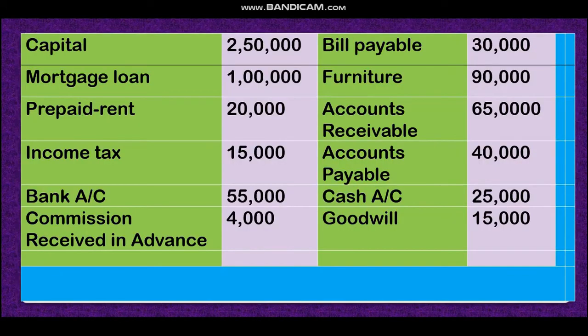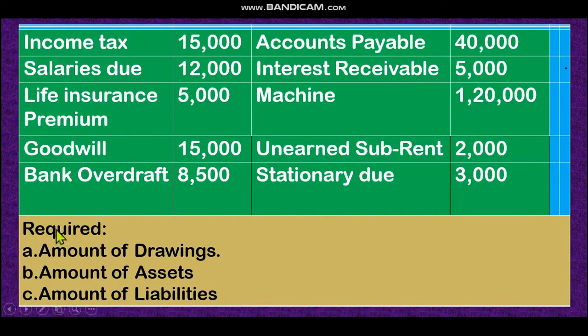Yes, this is the question. Capital, no, it is not a liability. This is owner's equity, money of the owner. Mortgage loan, it is your liability, because you have to pay later on. Commission received in advance, it is a liability, because you have to give the service later. If you receive payment for a service in advance, then it is our liability. Bills payable, that means you have to pay later on, so it is our liability. Accounts payable, you have to pay later on, this is our liability.